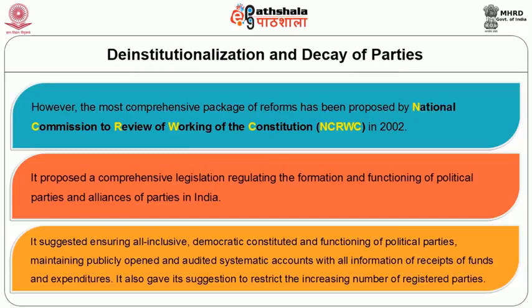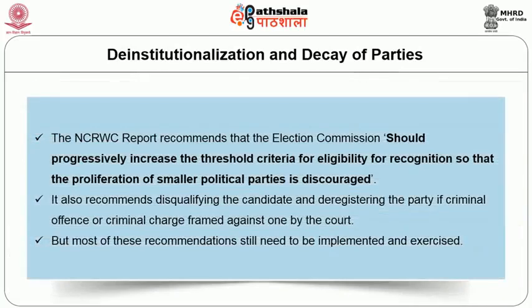It also gave suggestions to restrict the increasing number of registered parties. The NCRWC report recommends that the Election Commission should progressively increase the threshold criteria for eligibility for recognition so that the proliferation of smaller political parties is discouraged. It also recommends disqualifying the candidate and deregistering the party if a criminal charge is framed against one by the court. But most of these recommendations have still not been implemented.